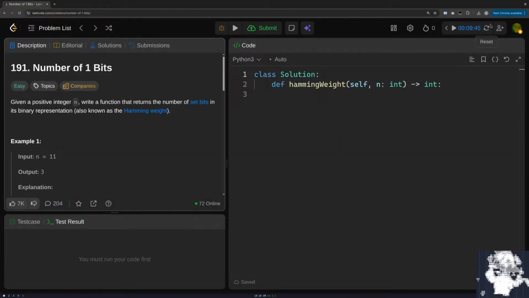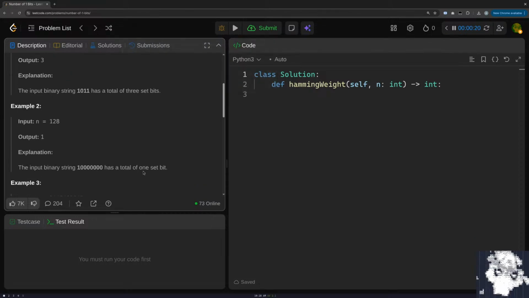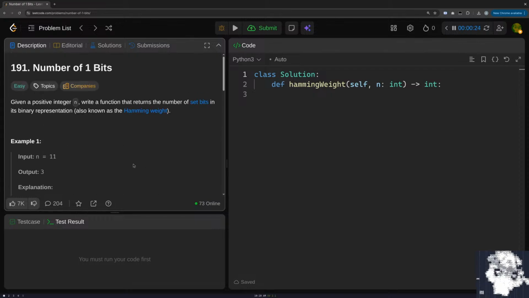Problem 191. Number of 1 bits. Difficulty easy. Given a positive integer n, write a function that returns the number of set bits in its binary representation, also known as the Hamming weight. A set bit refers to a bit in the binary representation of a number that has a value of 1. Okay, return the number of ones in the binary representation.